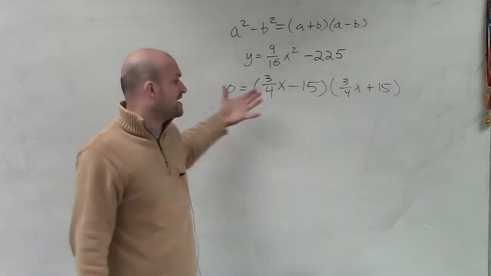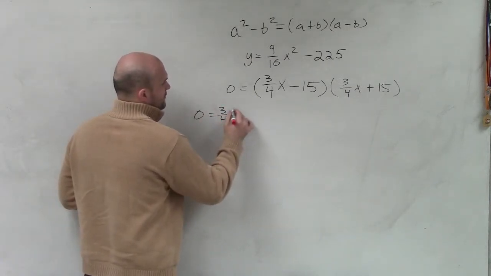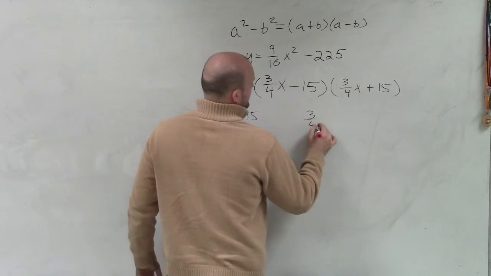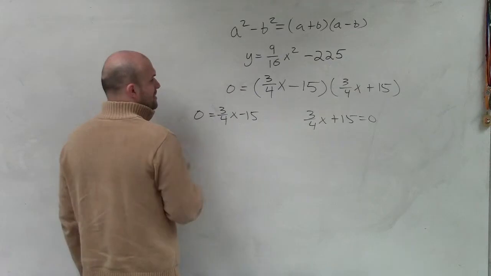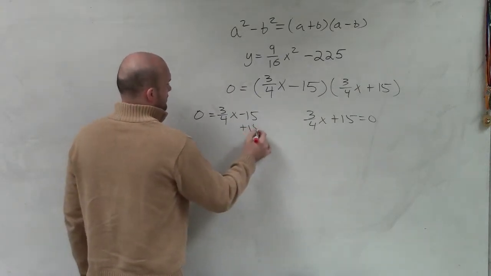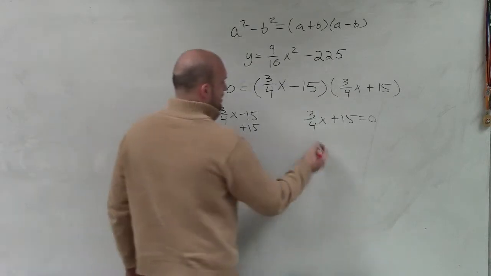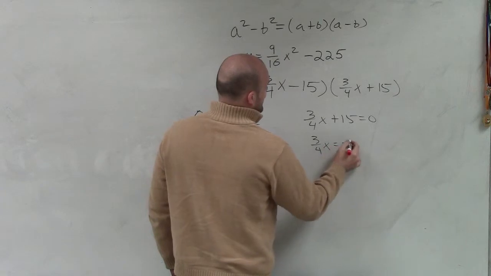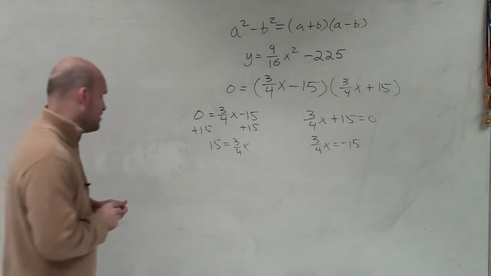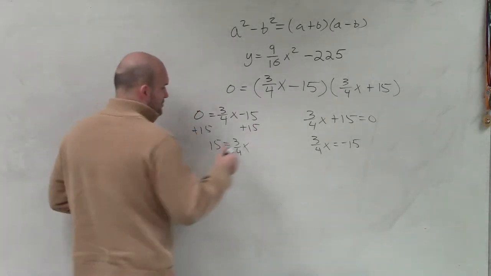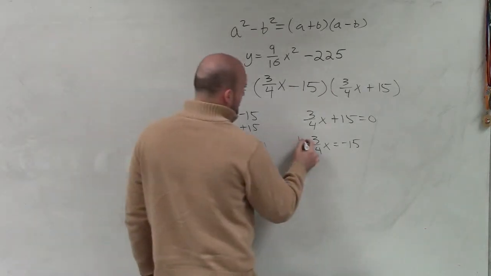So since I have a product equal to 0, I can now apply my zero product property. So 3 over 4 x minus 15 equals 0, and 3 over 4 x plus 15 equals 0. By applying my inverse operations, I'll add 15. So I have 15 equals 3 over 4 x. And over here, I have 3 over 4 x equals negative 15. Now, when solving a problem like this, you can divide by your fraction 3/4, or you can multiply by the reciprocal. The reciprocal of 3 over 4 would be 4/3, so I'll multiply that on both sides.